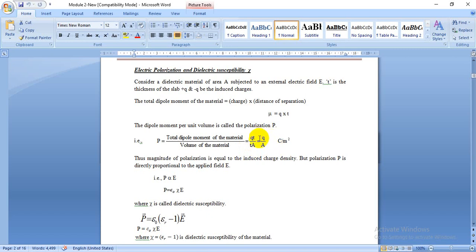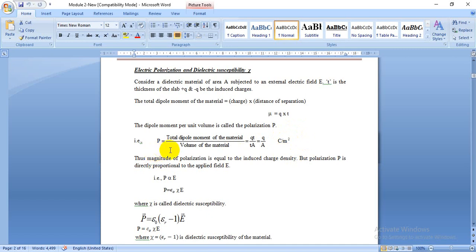What is the unit for q? q is charge, and the unit for charge is coulomb. And the unit for area is meter square. So the formula for polarization is P equal to q by A, and the unit is coulomb per meter square.